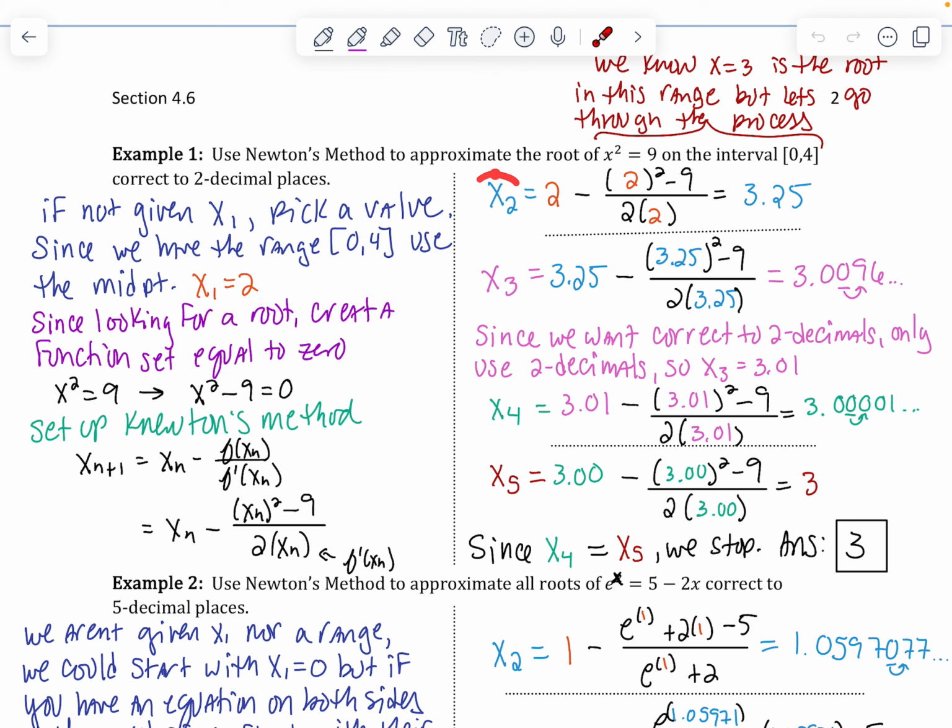We said we're going to start with x1 is 2. That means we have to find the next one. So where x sub 1 is, we put a 2 in all of these locations. So I get out my calculator, I type all this in, and I should get something not that far away from my previous value. 3.25 is not that far away, relatively speaking.